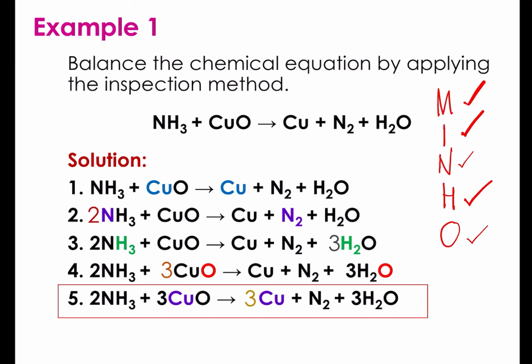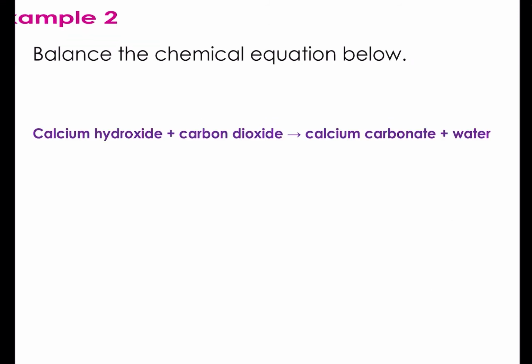Kita try example 2. Di mana example 2, I want you to balance the chemical equation below where the questions given to you in words ataupun in sentence, which means that awak kena keluarkan dalam bentuk formula because the chemical equation is written in chemical formula. So kita tak bolehlah tinggal macam ni je, kita kena tukarkan calcium hydroxide and so on kepada bentuk chemical formula. So how you want to do this?